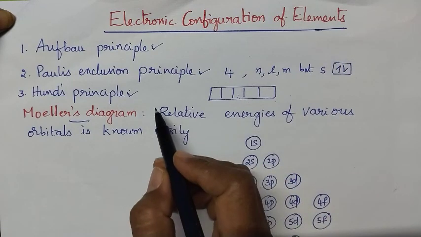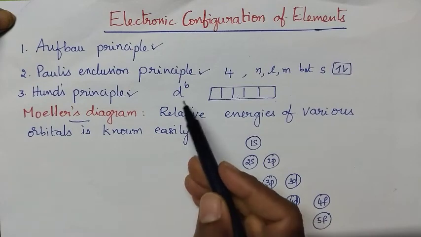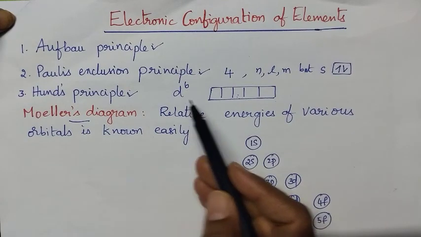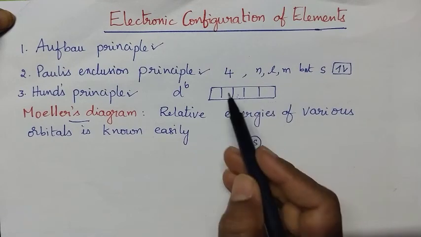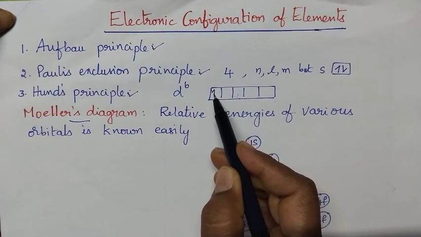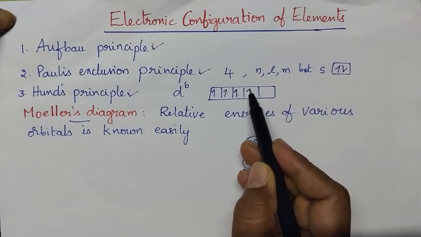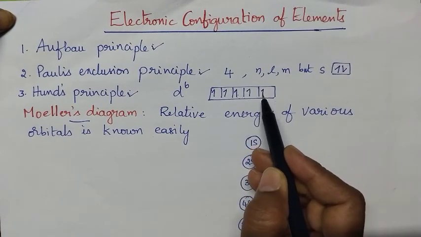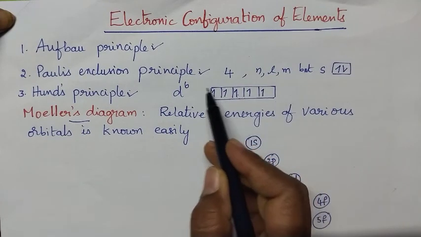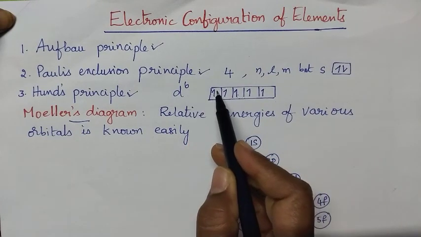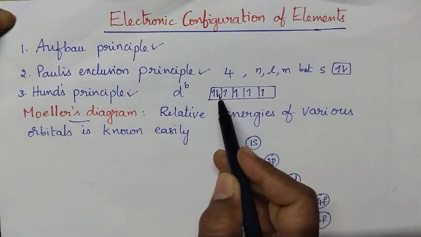For example, let us consider an element with d6 configuration. While writing d6 configuration, these 5 orbitals are degenerate. So, we have to fill each orbital with a single electron. Initially we will fill all the 5 orbitals with a single electron and then we will start pairing. Here d6 means 6 electrons are available, so the 6th electron will pair up with the first orbital.